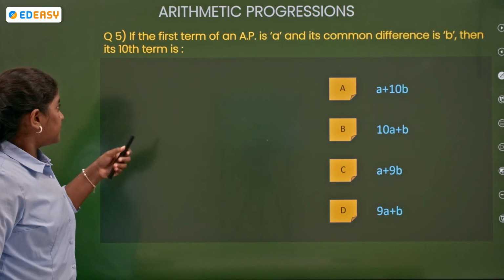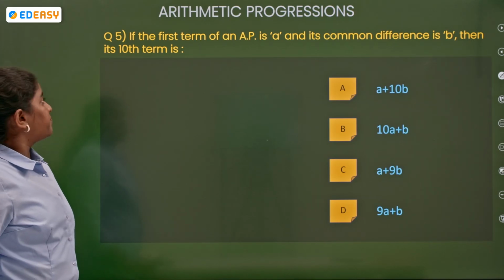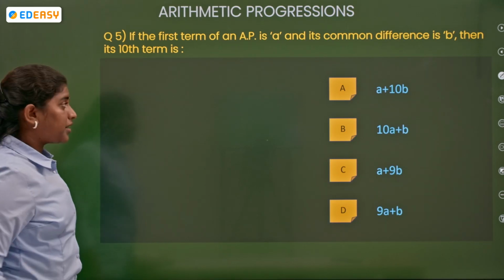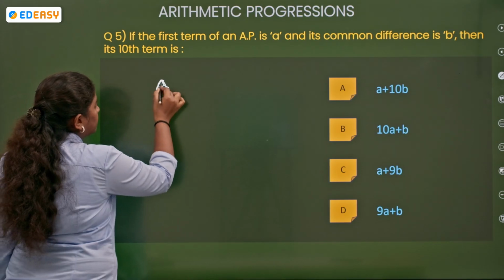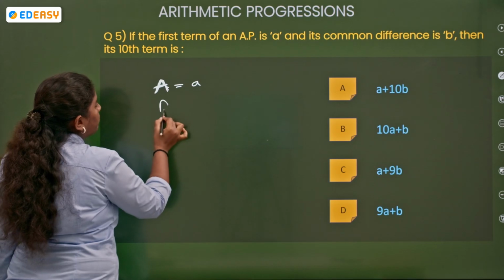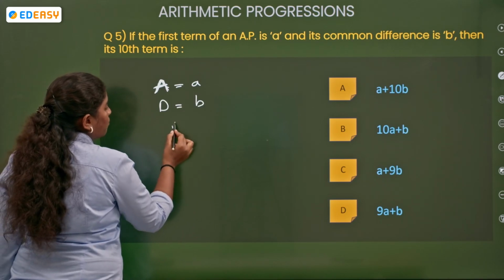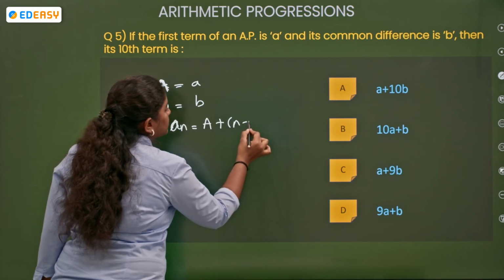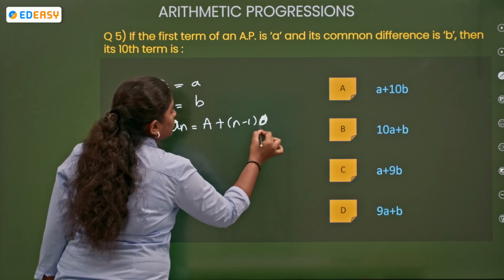Now moving to the next. If the first term of an AP is A and its common difference is B, then its 10th term is... they are asking us to find the 10th term. How will we find it? If you are getting confused with small a, I will take capital A as my first term, given by small a, and the common difference capital D they gave as B. Now what will an become? An equals a plus (n minus 1) into d. That is your capital D, right?